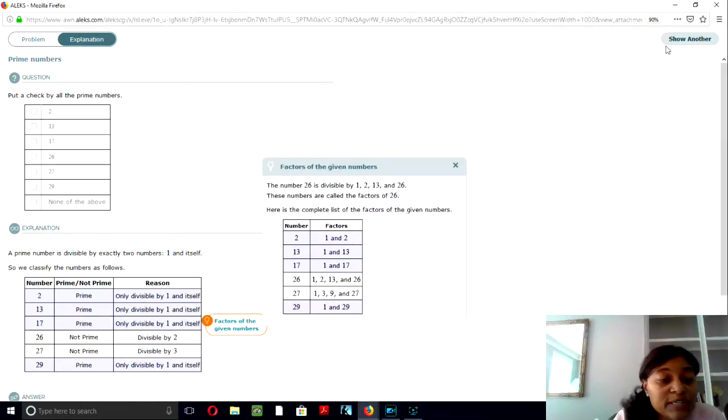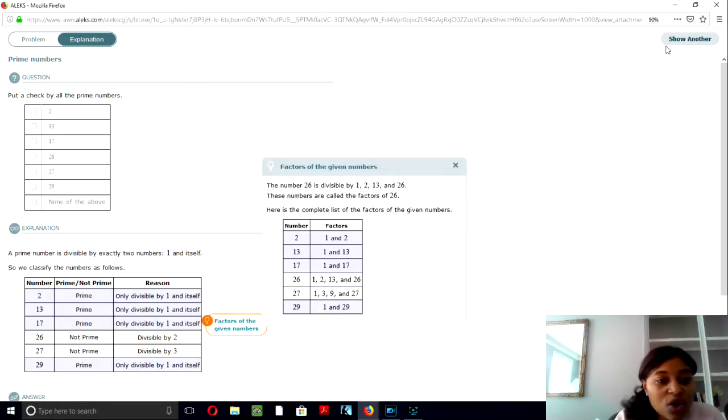The next one is 26. That's not a prime number. There are 4 different numbers that go into 26. You have 1, 2, 13, and 26. Of course, 1 times 26 is 26. 2 times 13 is also 26. So you have 4 different numbers that would go into 26, which would make this number not a prime number.